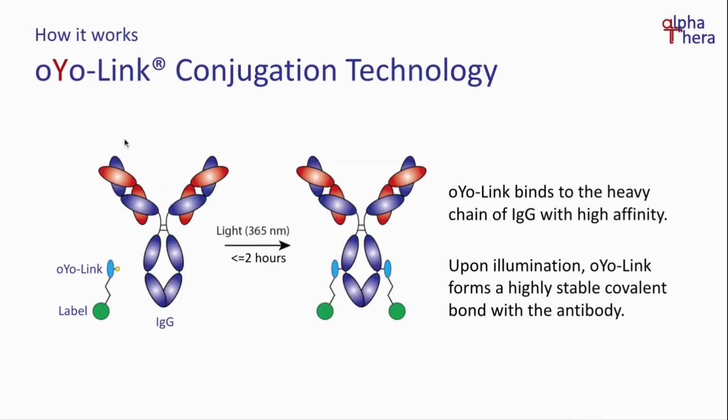oYo-Link consists of an 8 kilodalton photoreactive antibody binding domain that has a high affinity for the constant region of full-length antibodies, specifically binding at the CH2-CH3 hinge region. It is this high affinity interaction that drives many of the benefits that we will discuss in subsequent slides.